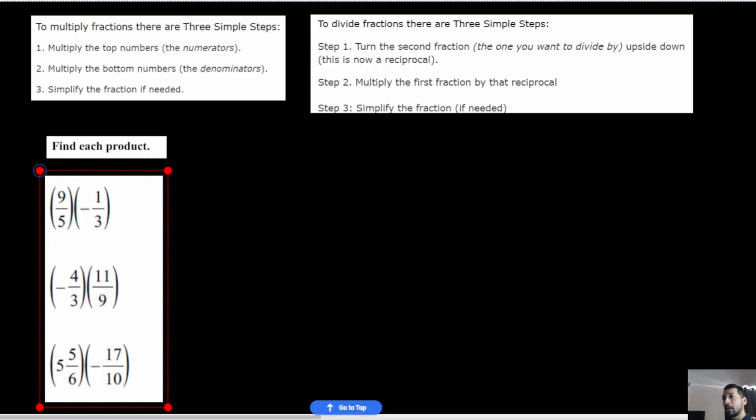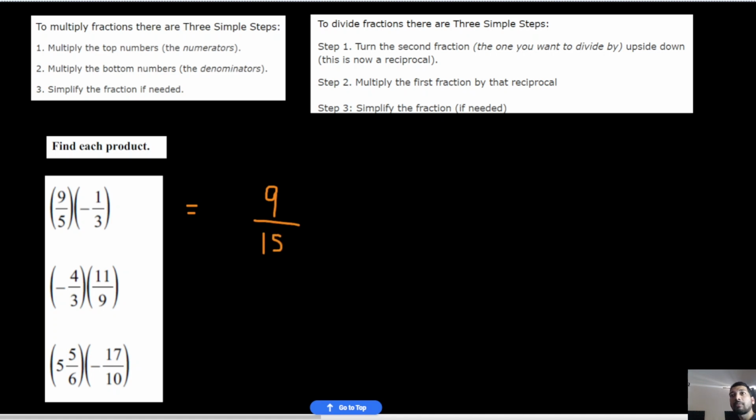Now let's see how we can multiply rational numbers. Again, we will apply the rules of multiplying fractions. So the first problem we have is 9 over 5 times negative 1 over 3. Now to multiply the fractions, the first step is we multiply the top numbers. Here we have 9 times 1, so I'll just have 9. And the second step is to multiply the bottom numbers. We have 5 times 3, that is 15.